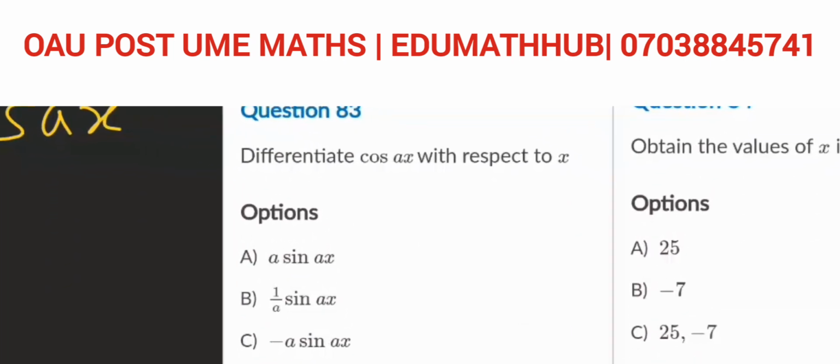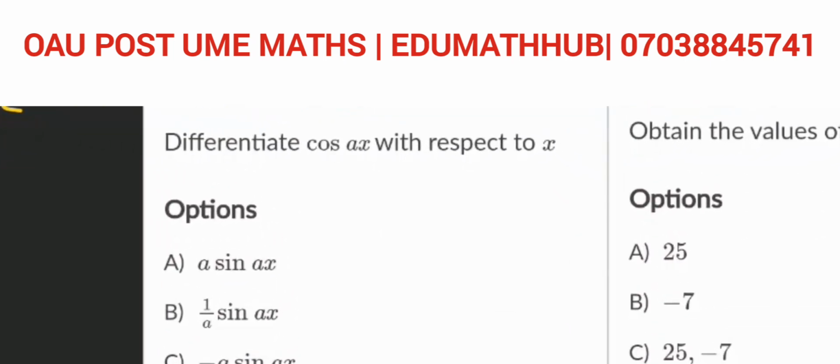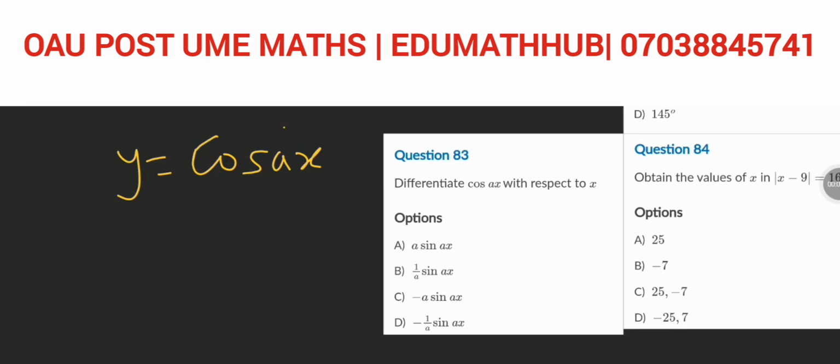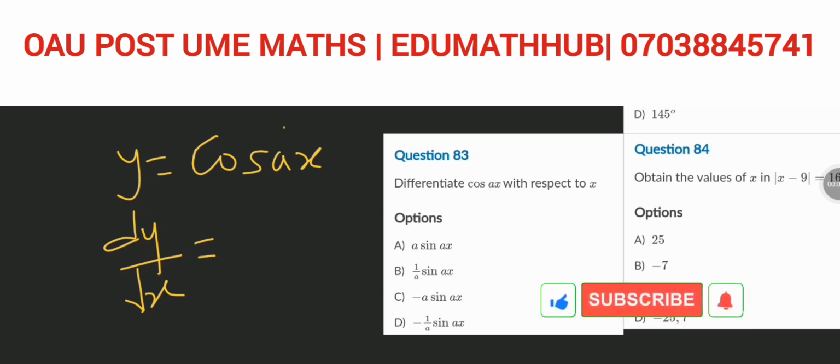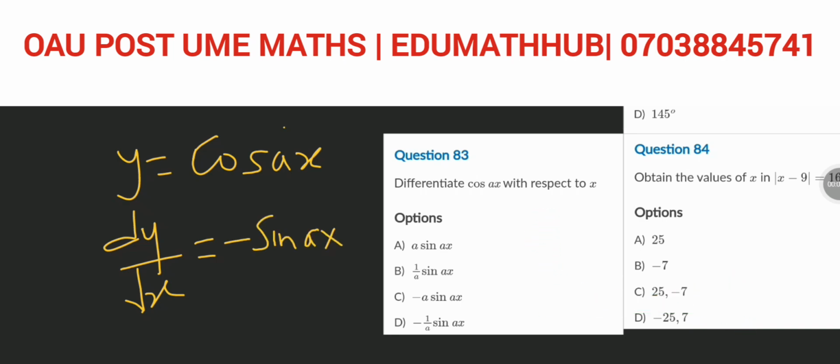So for this next question, we are told to differentiate cos AX with respect to X. So I've written it here for you guys. You have cos AX. Now to differentiate this, just write dy over dx is equals to, now if you differentiate cosine, you're going to get negative sine. So just write minus sine AX. That's what you get.